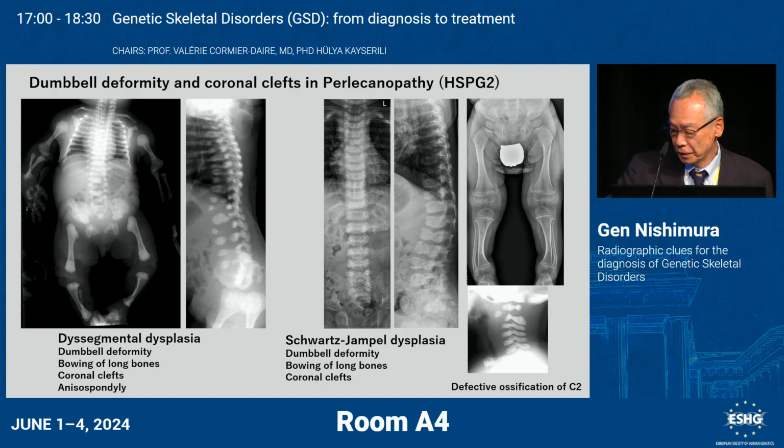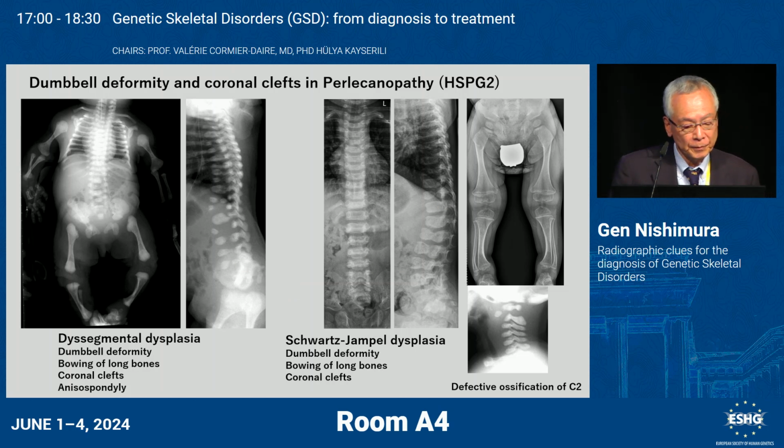Dumbbell deformity and coronal clefts can be seen in perlecan abnormalities due to heparan sulfate proteoglycan 2 mutations: severe dyssegmental dysplasia and milder Schwartz-Jampel dysplasia. In both, you can see dumbbell deformity, bowing of long bones, and multiple coronal clefts.